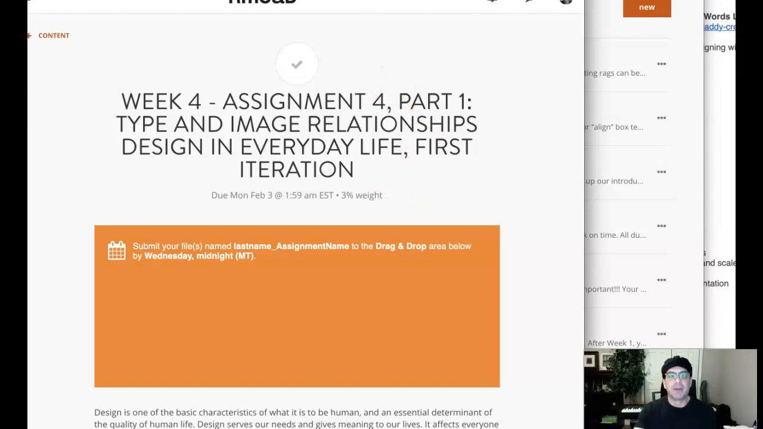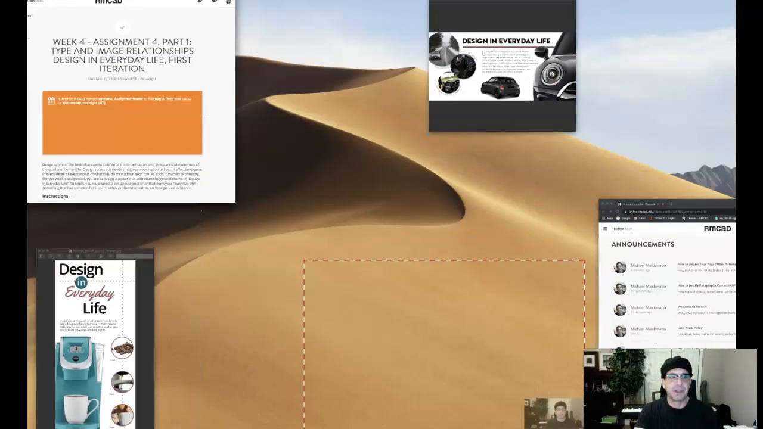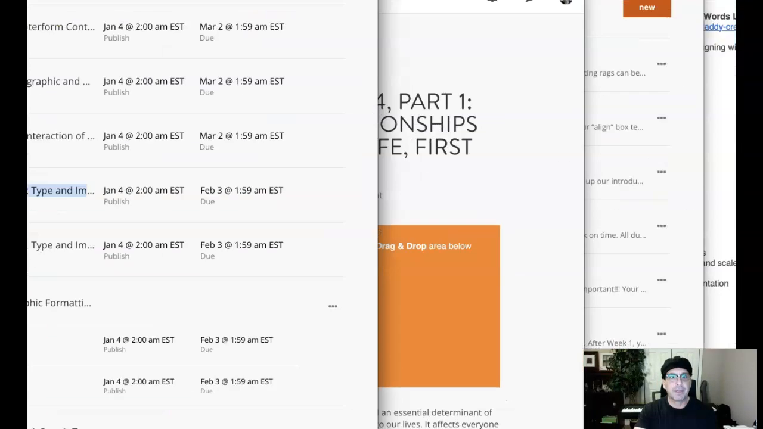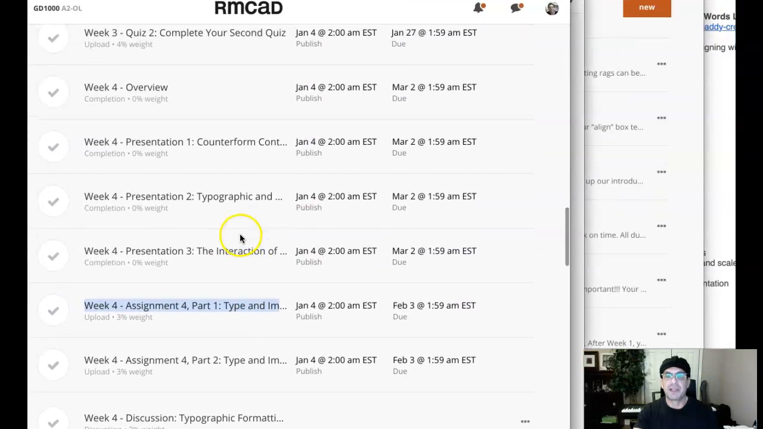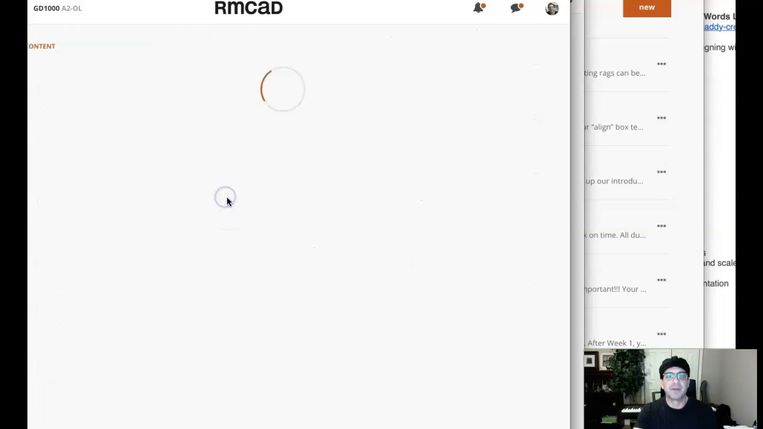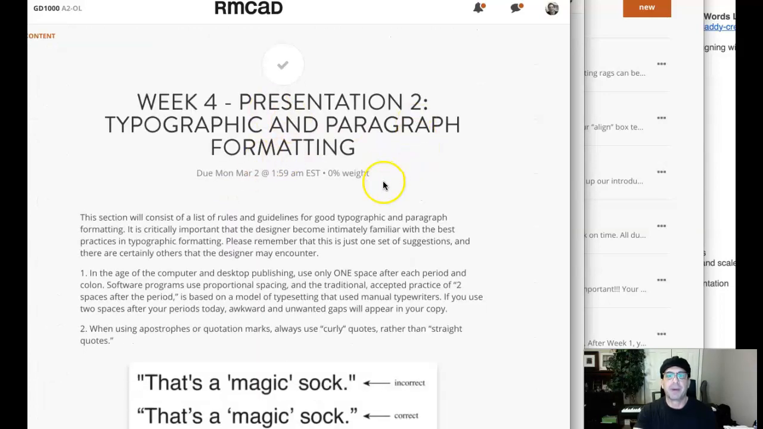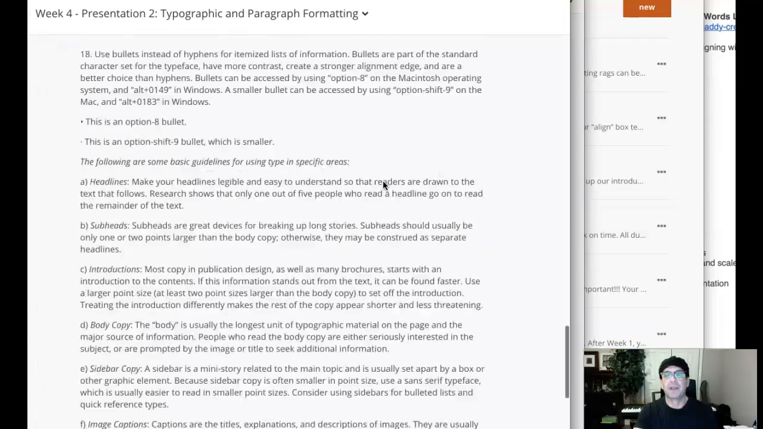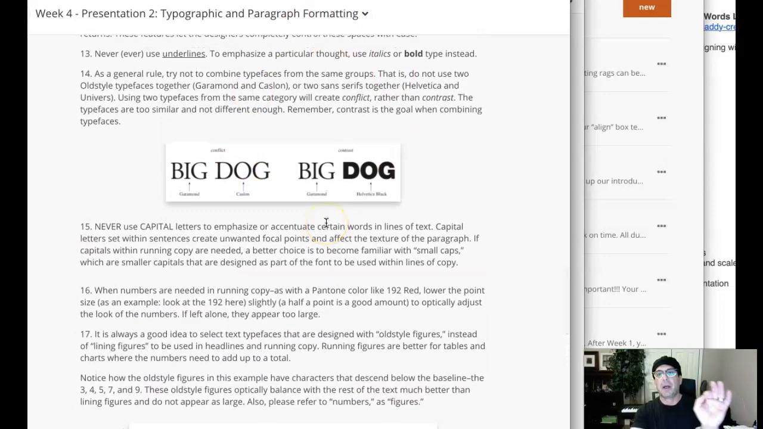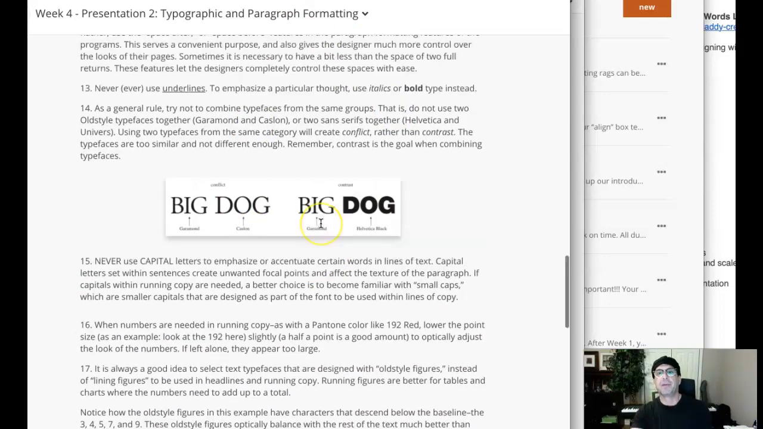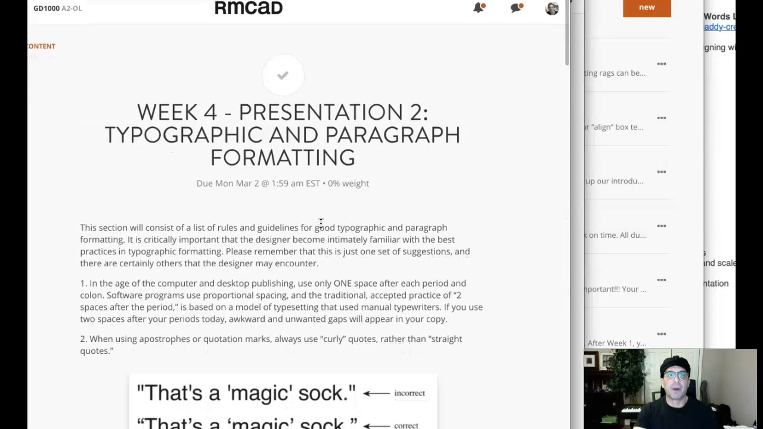Okay, now at this point, I want to take you over to the course lectures. And we'll note that in week 4, there are 3 presentations. Each one is extremely important. Presentation 1, form and counterform. Presentation 2 is typographic paragraph formatting. Again, this is really important, and you need to understand this lecture in order to understand some of the videos from the week 4 announcements.